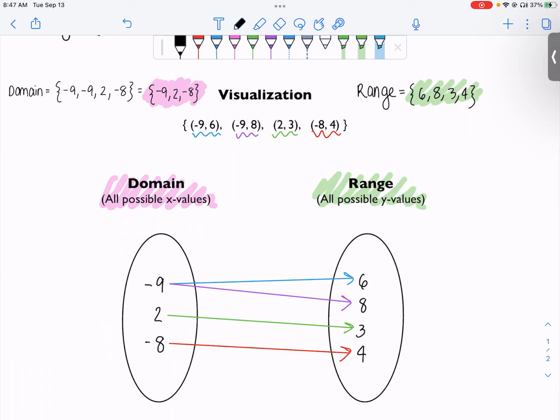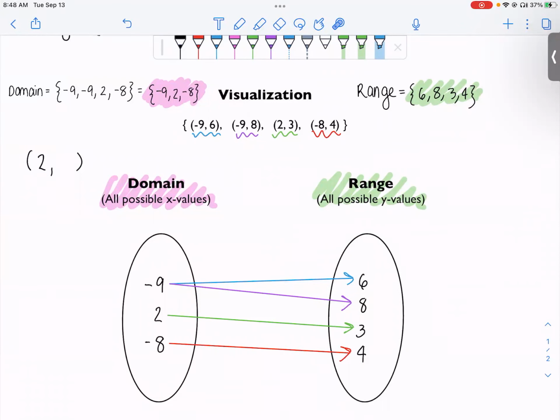Right? We don't have coordinate points that are like 2 comma nothing. There has to be a value over here. So we can always make a map like this when we're talking about relations and also when we're talking about functions, which is going to be in the next video. We don't have a coordinate point with an empty y space. There's always an x and a y, which means every value in our domain is always able to be mapped to a value in the range.